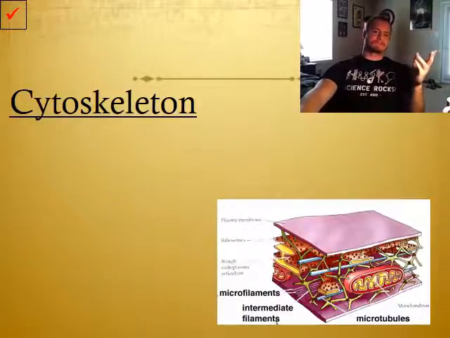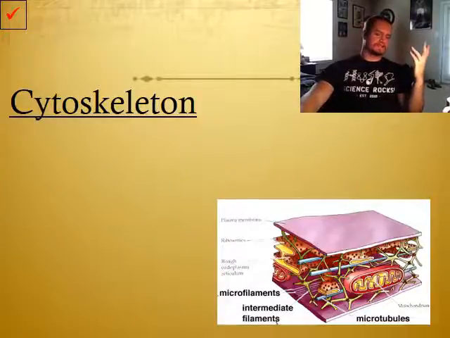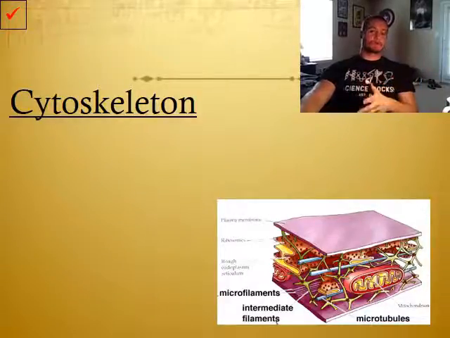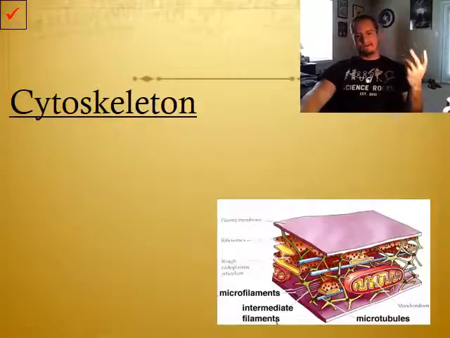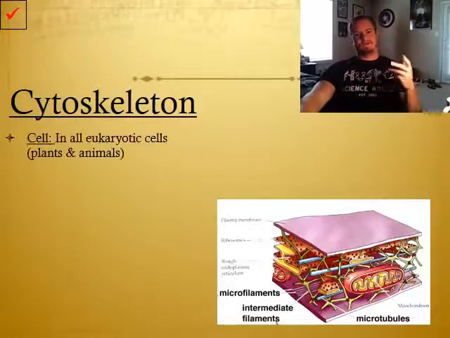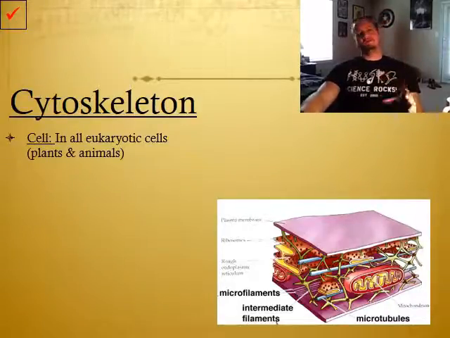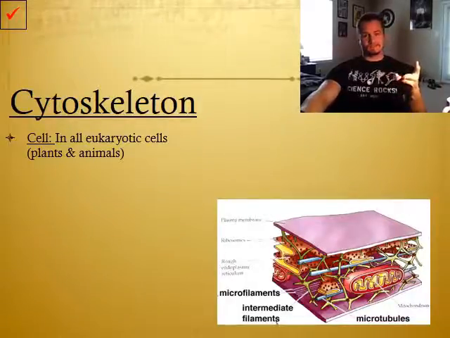The cytoskeleton. So if it has the word skeleton in it, chances are it has something to do with structure, support, and basically keeping everything together. So the cytoskeleton is found in all eukaryotic cells, plants and animals.